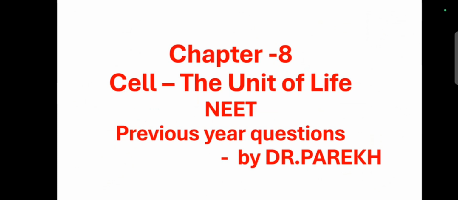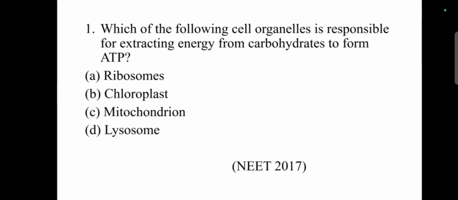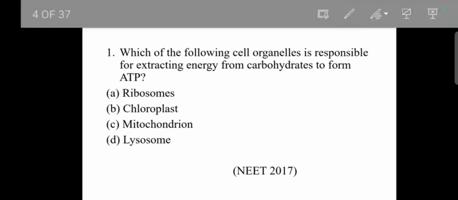Today we see chapter number 8, Cell: The Unit of Life, previous year questions. Now, the first question: which of the following cell organelles is responsible for extracting energy from carbohydrate to form ATP? This is the question, extracting the energy in the form of ATP.